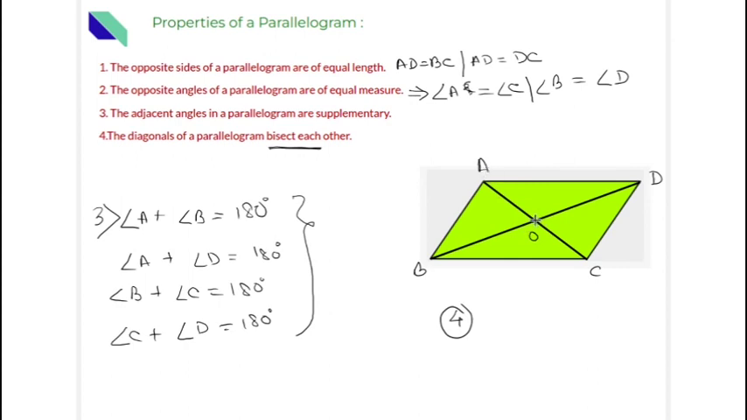So this line has bisected AC into two equal parts. That means AO equals OC. Similarly, AC has bisected BD into two equal parts. That means BO equals OD. So AO equals OC and BO equals OD. They have bisected each other. So that's why we write this. Now hope you have understood this.